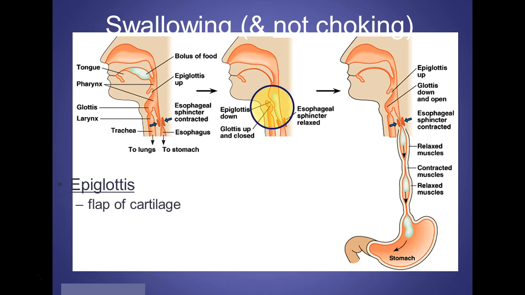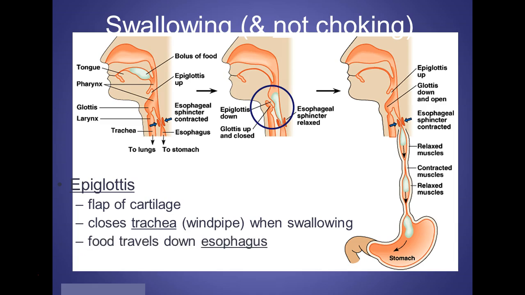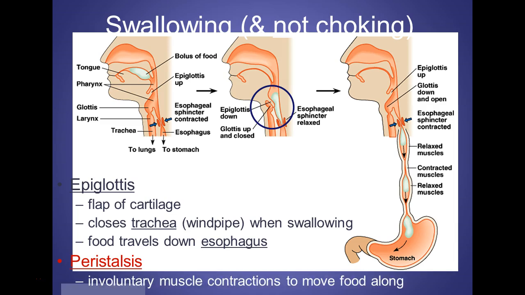So there it is. It's a flap of cartilage. It closes the windpipe when you're swallowing, and the food only goes down your esophagus. Peristalsis is that involuntary muscle contraction that will move your food along. So when you swallow, take a look here, the muscles are pushing the food down your esophagus into your stomach, and that's actually how it works through your intestines as well.